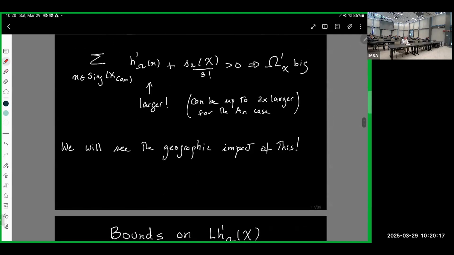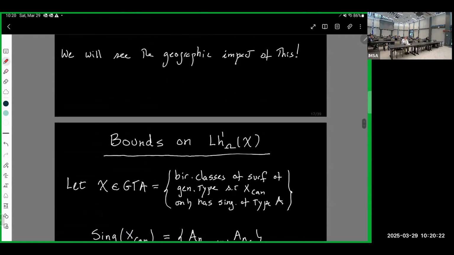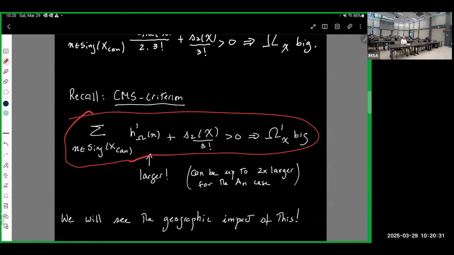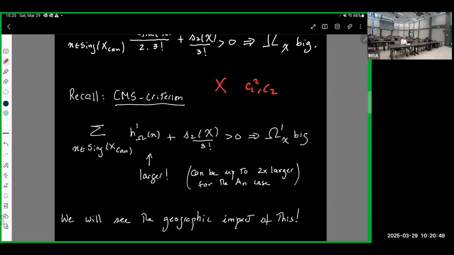And okay, let's continue. Let's see the geographic impact of this. Now if I have a criterion like this, and I want to understand how good it is, I need to understand what I know about this quantity. So if I have a surface X and I know the Chern numbers, do I know anything about the potential contribution from singularities? Of course this surface will have some canonical model with some singularities, and for the singularities I obtain some information about H1, a lower bound, and I want to know what I can obtain here. If it's very large, then I'll have the information about bigness. So that's the question: is there any control on the localized H1 from the Chern numbers?